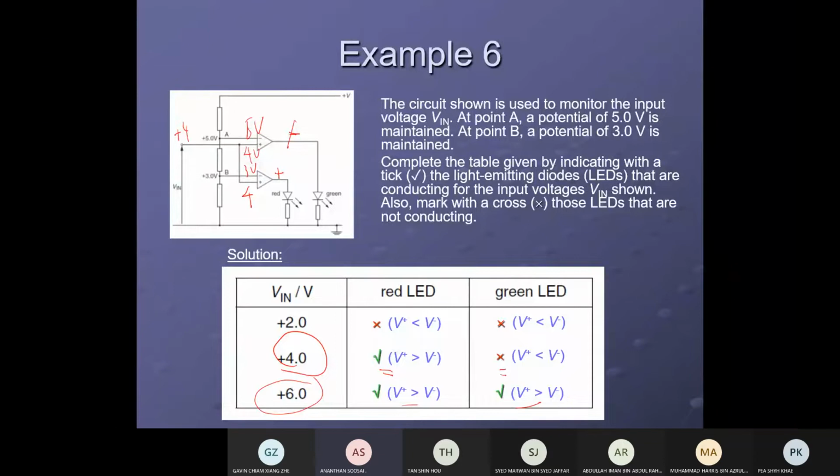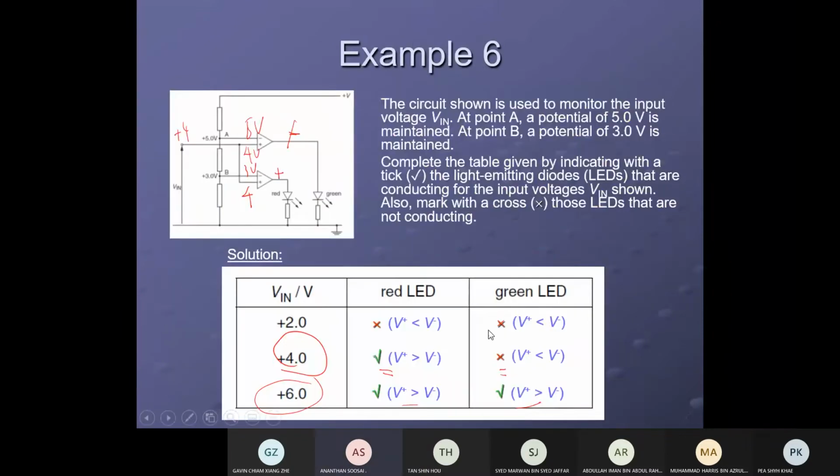Any questions from here? No questions. Whenever a diode is there, you must use the terms reverse bias and forward bias to explain whether it's going to work or doesn't work.